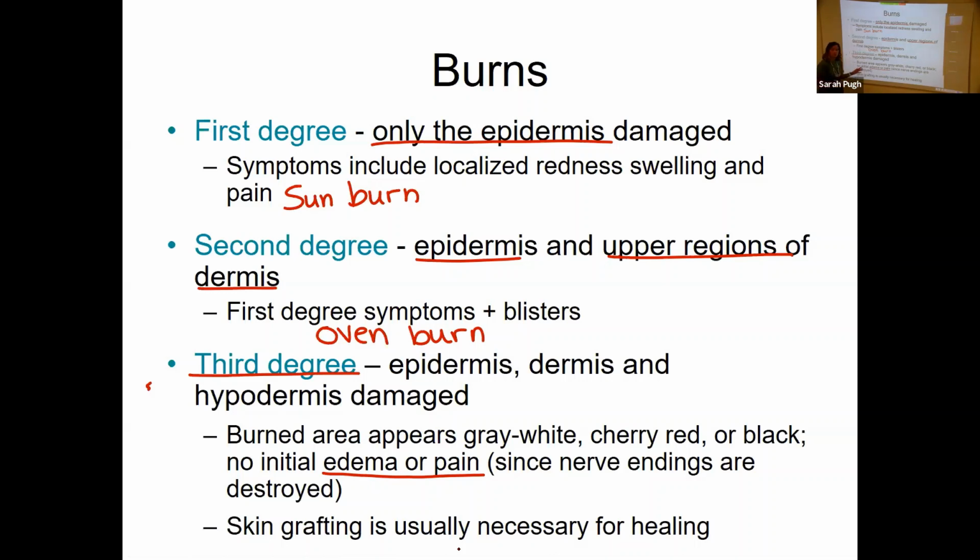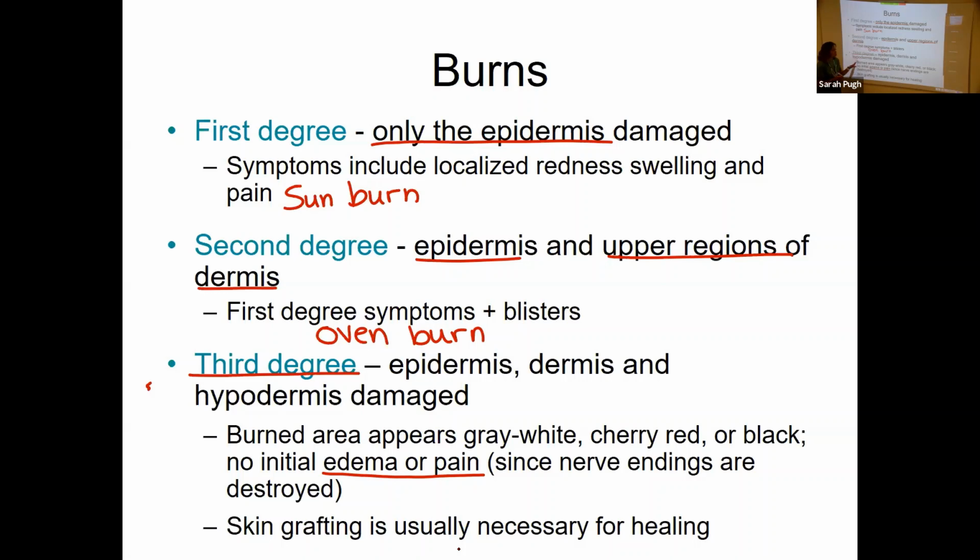Now, as your body tries to heal and as those nerves try to regenerate, you're going to feel it, and it's going to be very painful. A lot of times, skin grafting is necessary if the area is big enough, meaning they'll have to take skin from somewhere else on your body to sort of help heal that area that's been damaged.